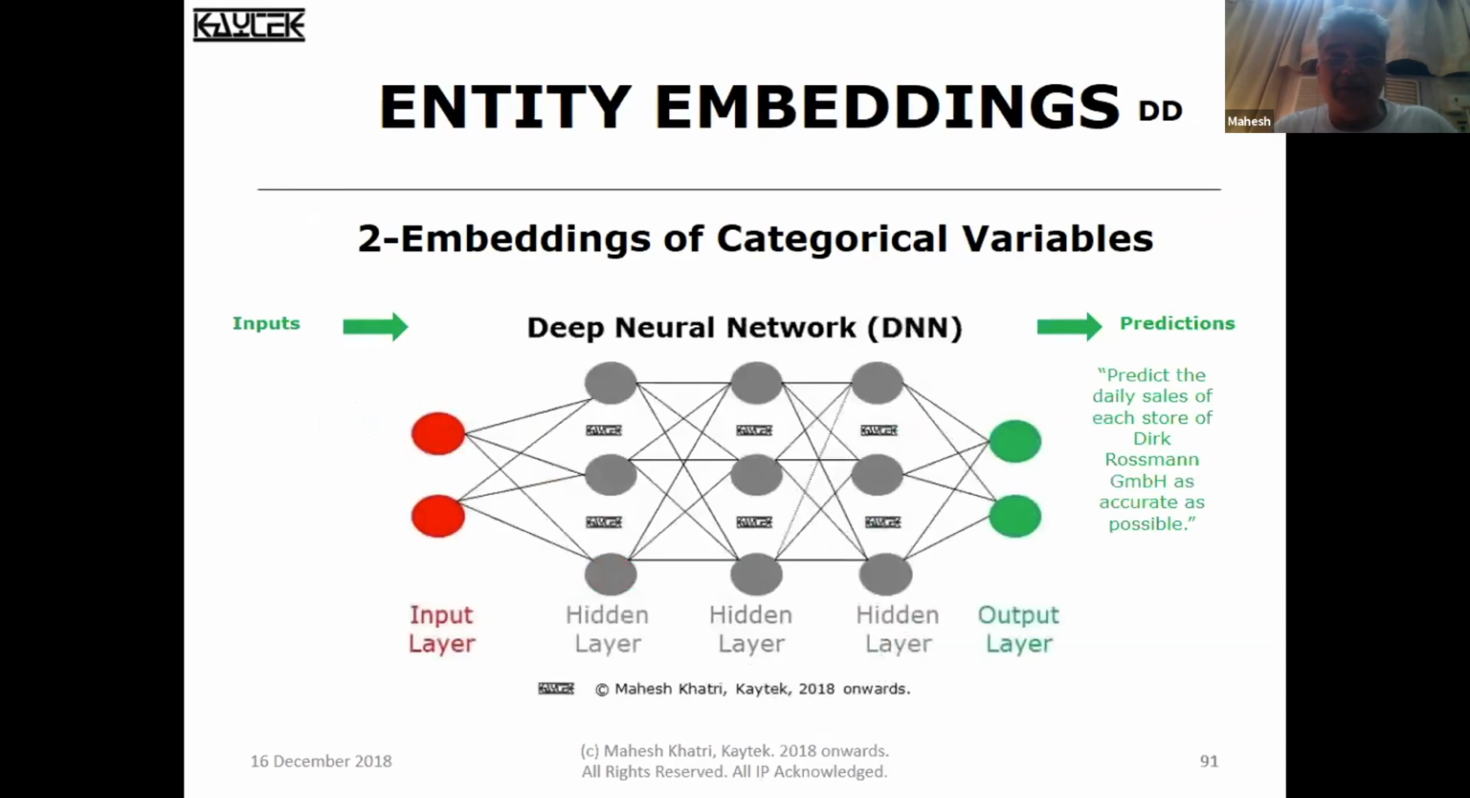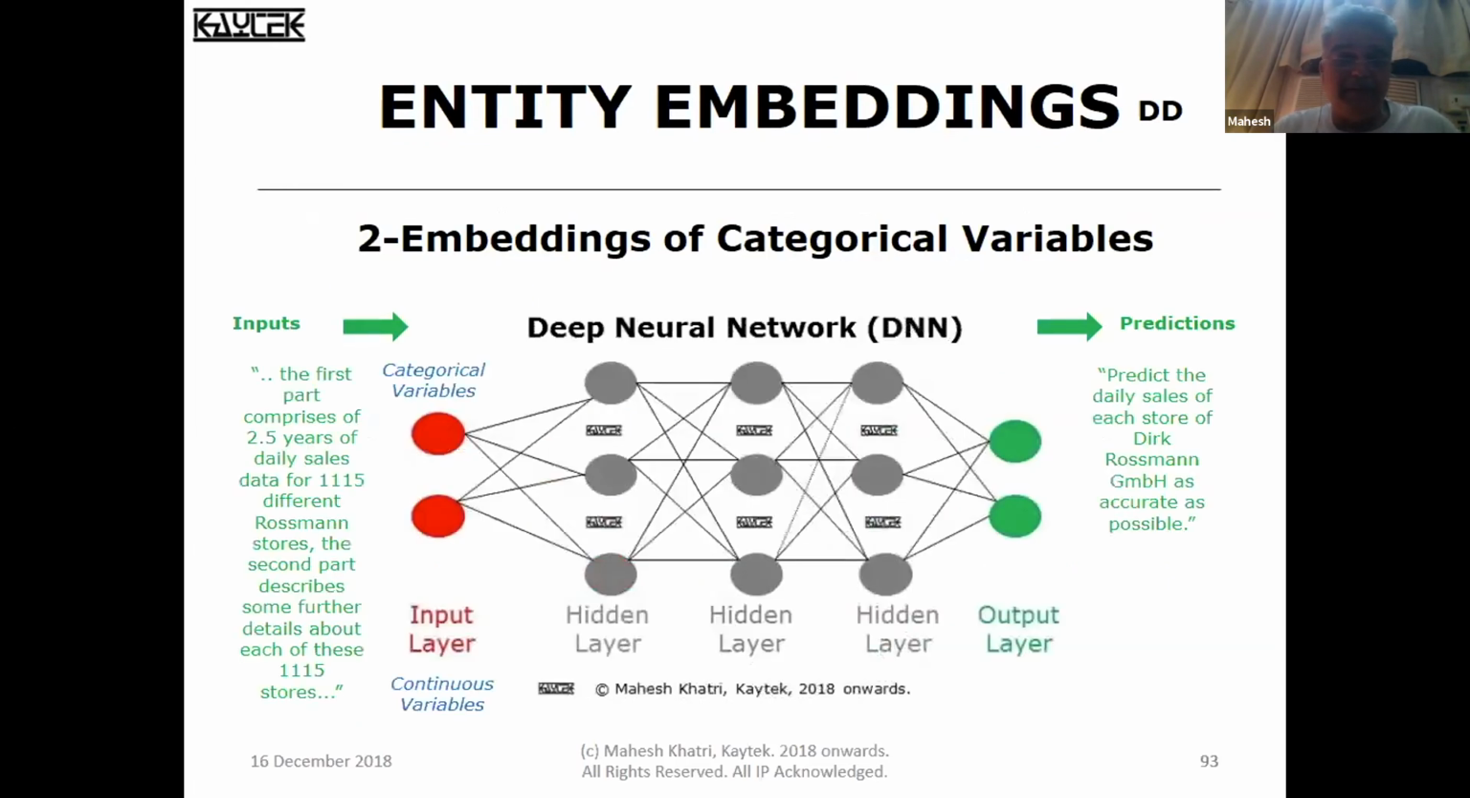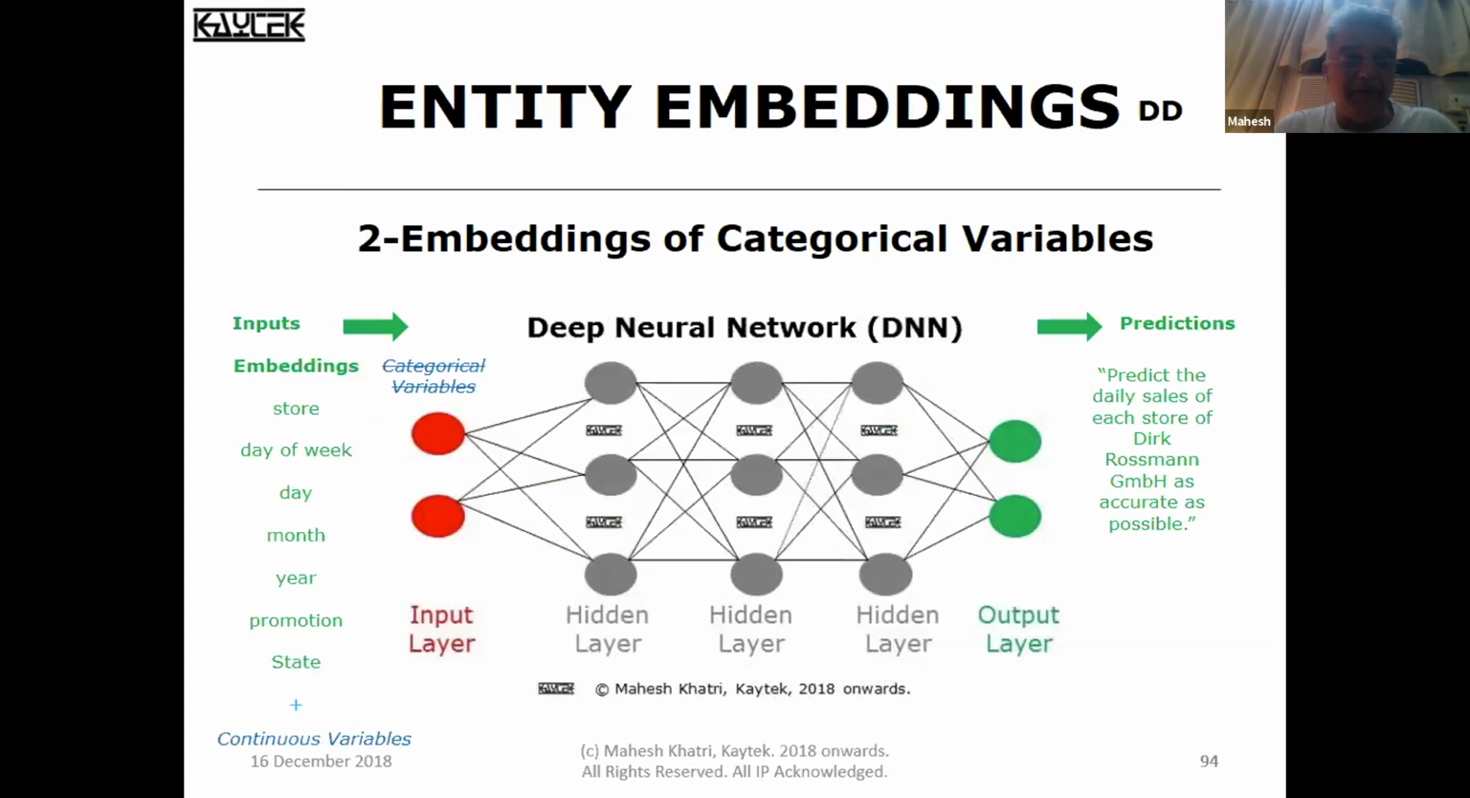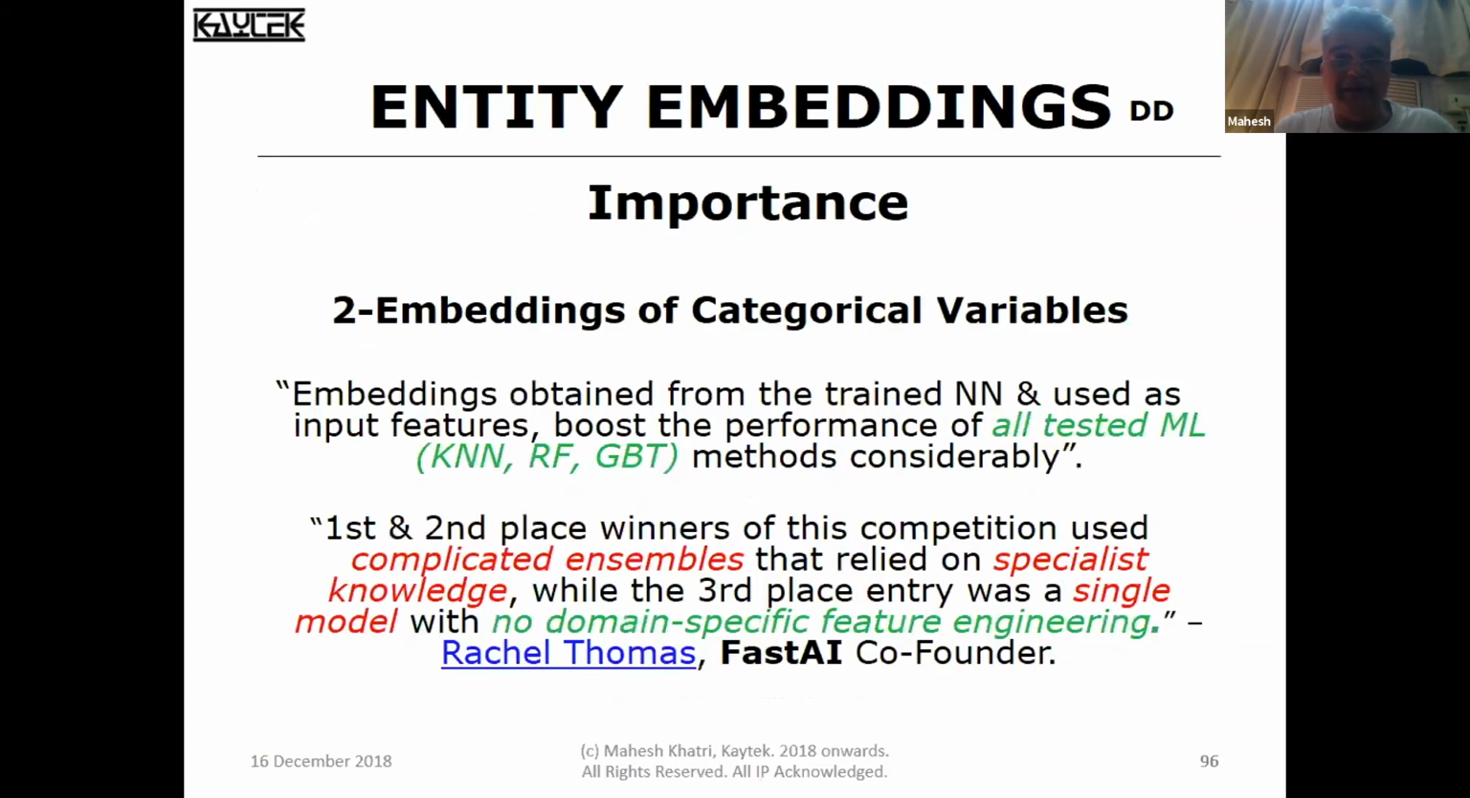The second paper was the Rossmann sales paper, where again embeddings were used, and here again they've given the advantages of using them across different machine learning methods. They were the only team which had no domain specific feature engineering. These guys didn't know anything about retail, yet they were able to get 3rd place, and the model was very simple.